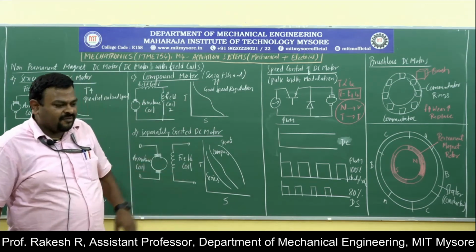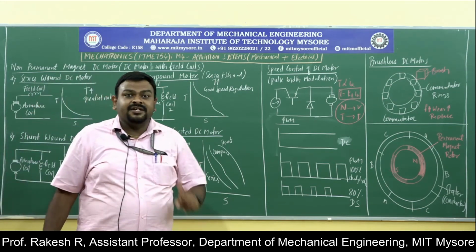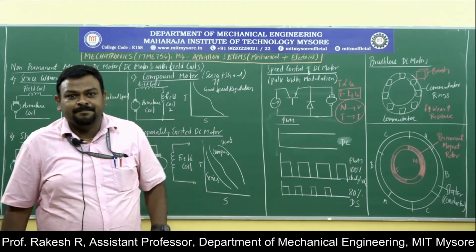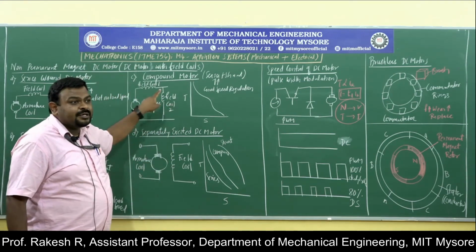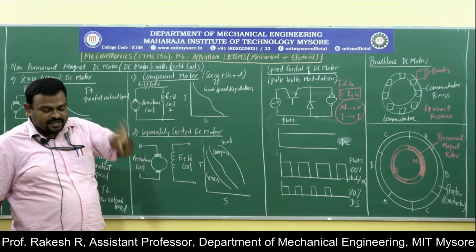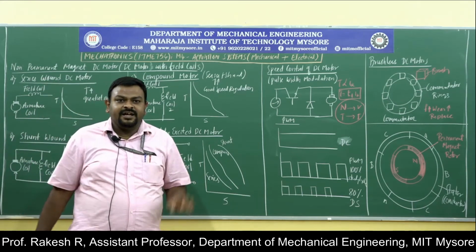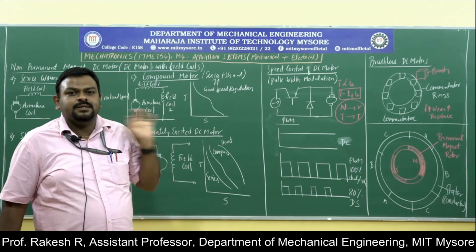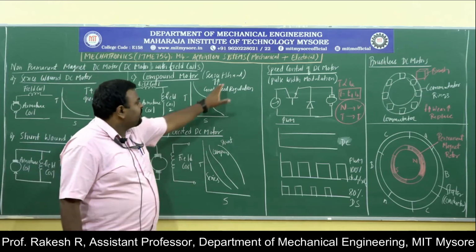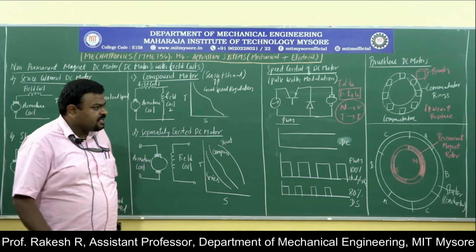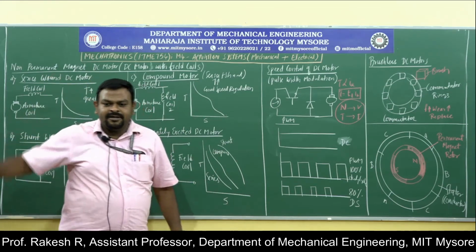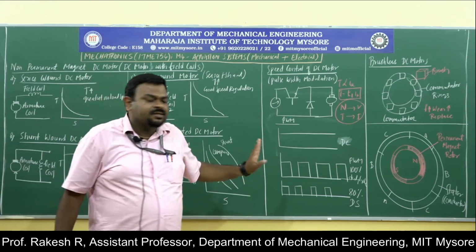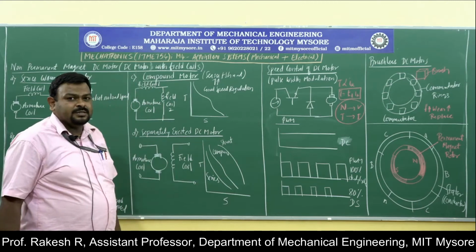This is more advantageous, but the construction is costly. Why? Because you are using two field coils. Controlling two field coils is somewhat important here. We need to take correctly the impedance of this. Otherwise, it will affect the characteristics. And see here, this is a graph. Highest torque as well as good speed regulation will be obtained in this compound wound DC motor.